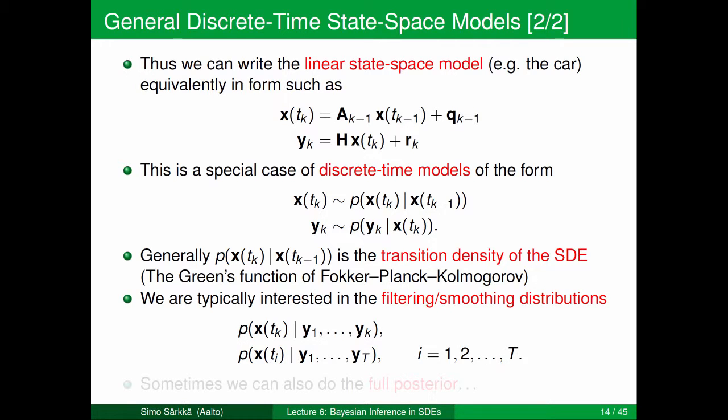And also in this kind of discrete time filtering and smoothing models, we are often interested in the corresponding filtering and smoothing distributions, which now are defined only at the discretization points, which can, for example, be the measurement points. And sometimes we can also do the full posterior distribution, which is much better defined in this discrete time case than in continuous time case, but neither in this case does it make sense computationally.